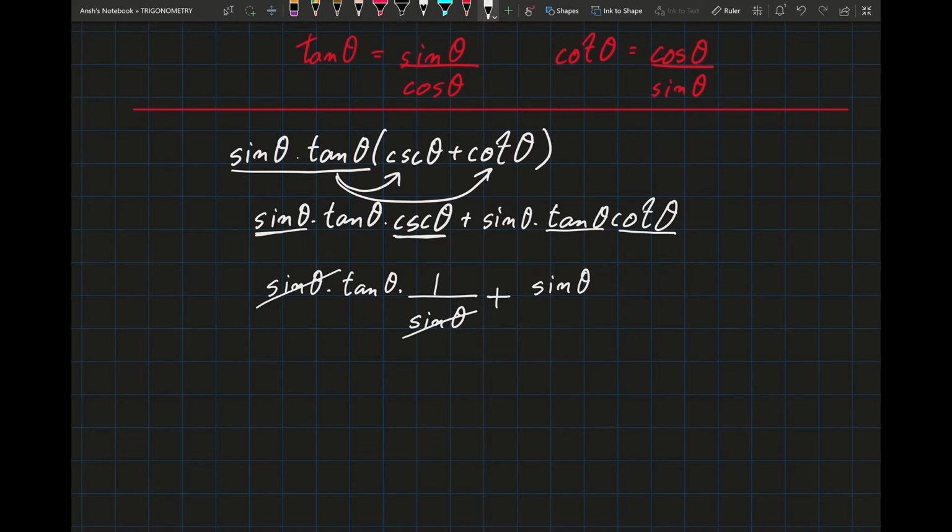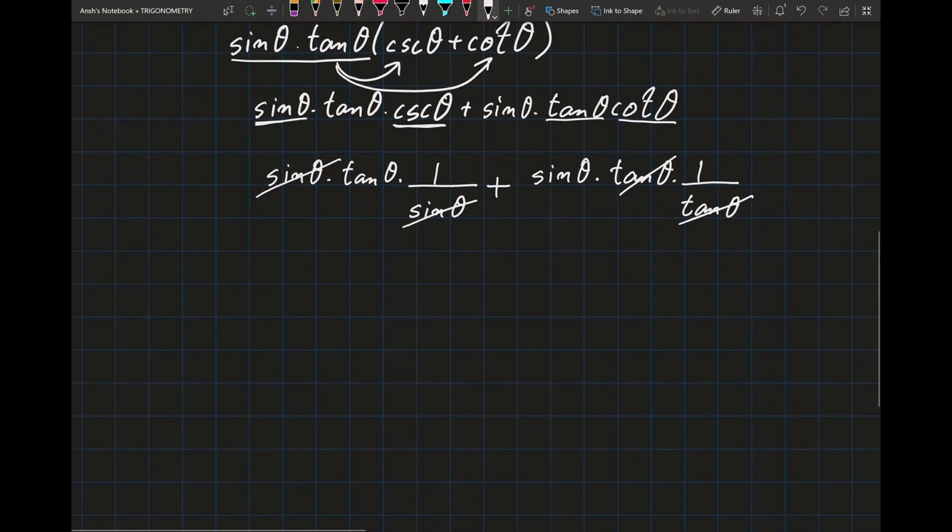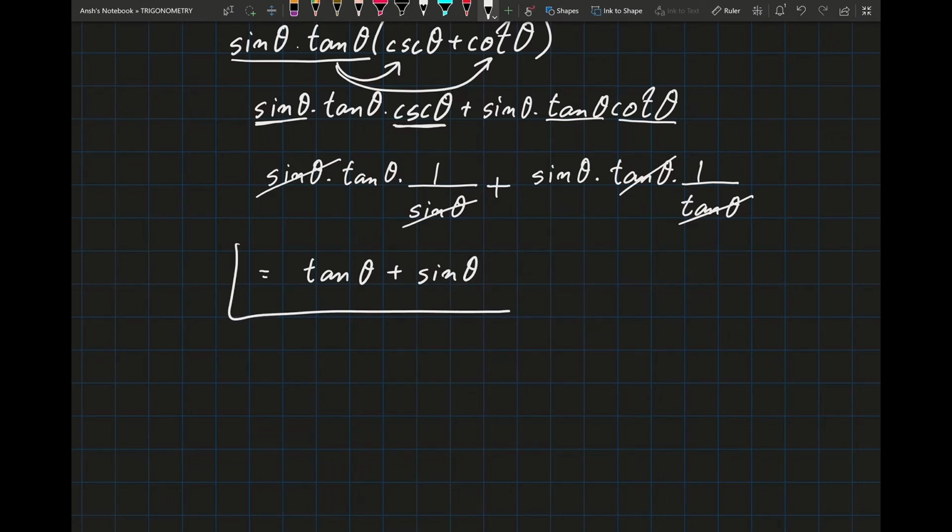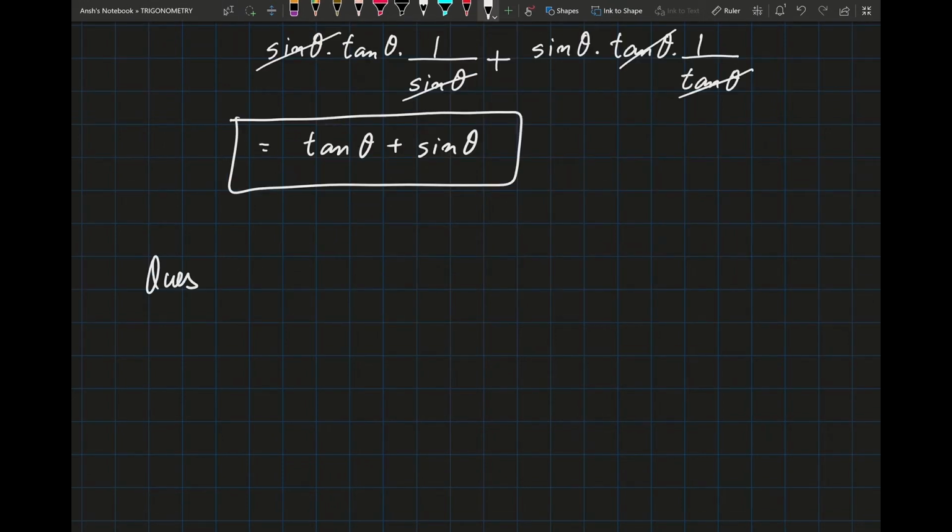So I can write it as sine theta times tangent theta times 1 over tangent theta, and now tangent theta gets cancelled. What we are left with is tangent theta plus sine theta, and that's it. We can't simplify it further, so we'll just leave it here. Alright, so question number 2.